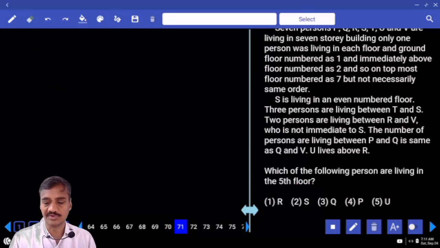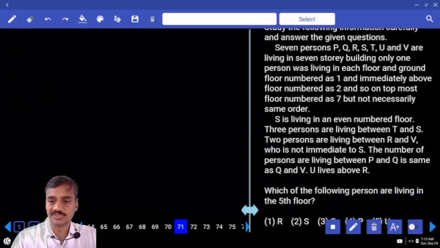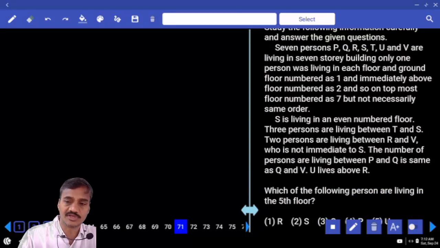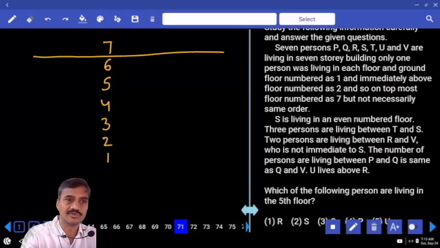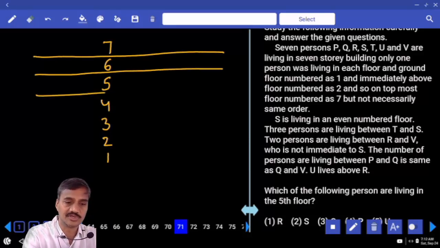Now there are 7 people. 7 persons P, Q, R, S, T, U and V are living in a 7-story building. Floors must be written at the center, 7, 6, 5, 4, 3, 2, 1. So how many persons are there? 7 persons. Now these 7 persons are staying on these 7 different floors.